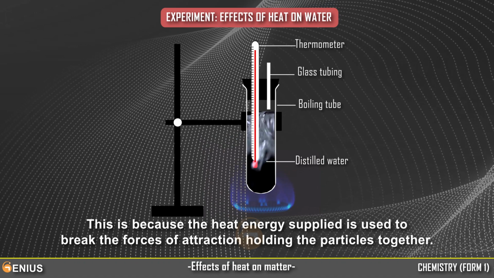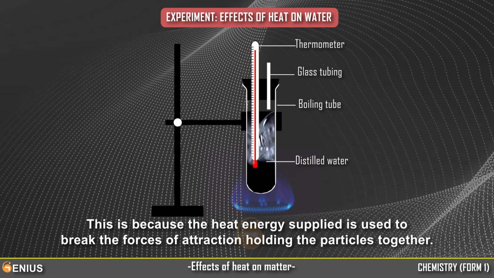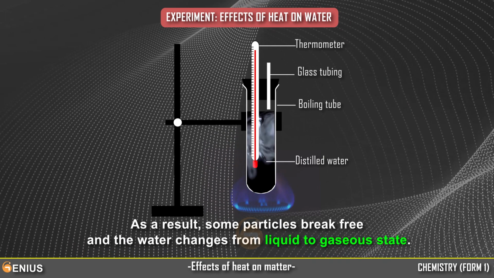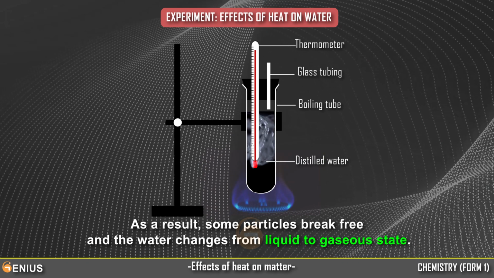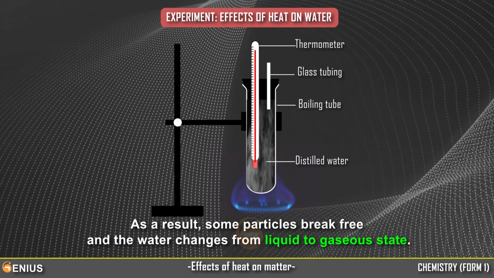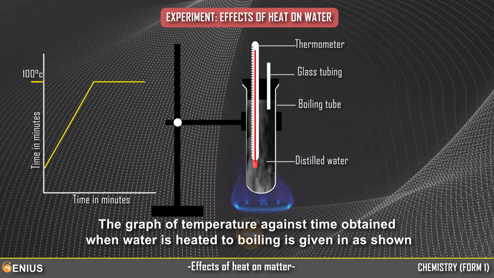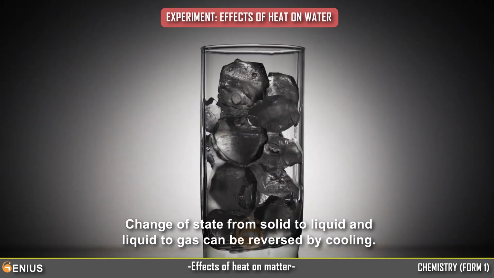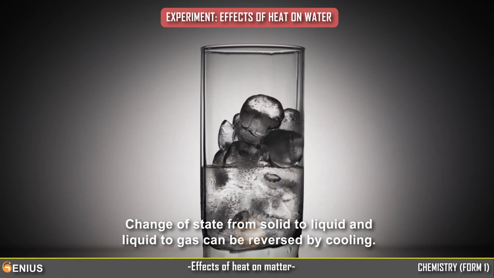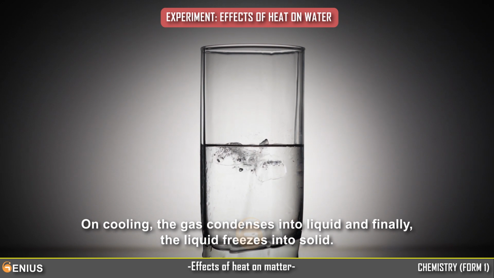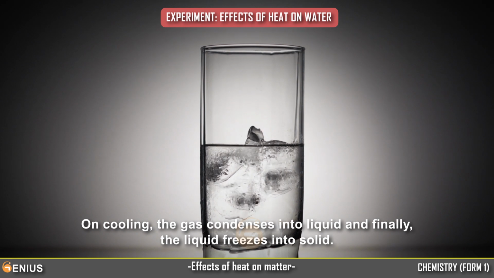This is because the heat energy supplied is used to break the forces of attraction holding the particles together. As a result, some particles break free and the water changes from liquid to gaseous state. The graph of temperature against time obtained when water is heated to boiling is as shown. Change of state from solid to liquid and liquid to gas can be reversed by cooling. On cooling, the gas condenses into liquid and finally, the liquid freezes into solid.